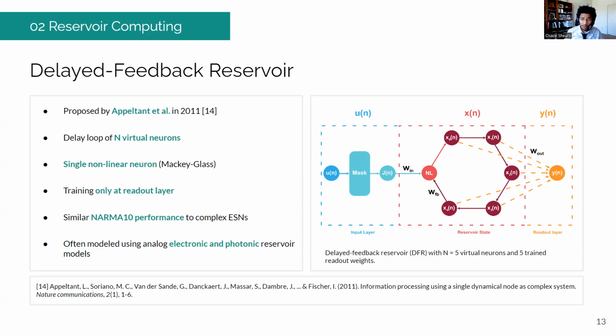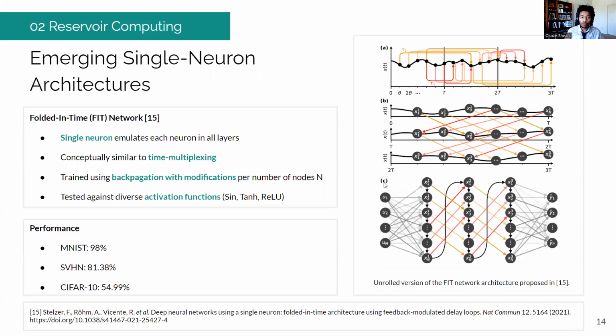And oftentimes, how people go about implementing this reservoir of neurons, it's very popular for them to explore this in both electronic and photonic approaches as well. So a lot of different approaches have been studied to see how this reservoir can be implemented. And this is an architecture from a recently published paper that moves forward this idea of the single neuron architecture with time multiplexing.